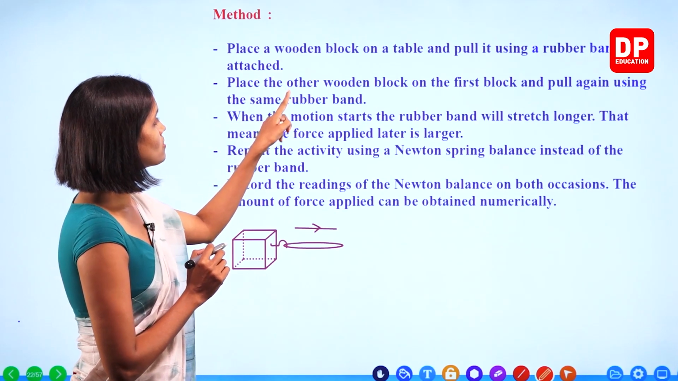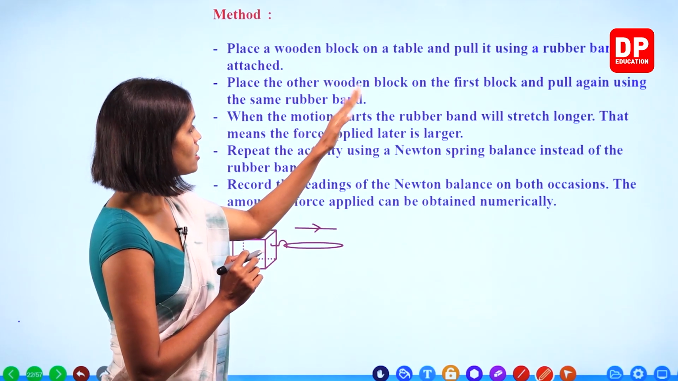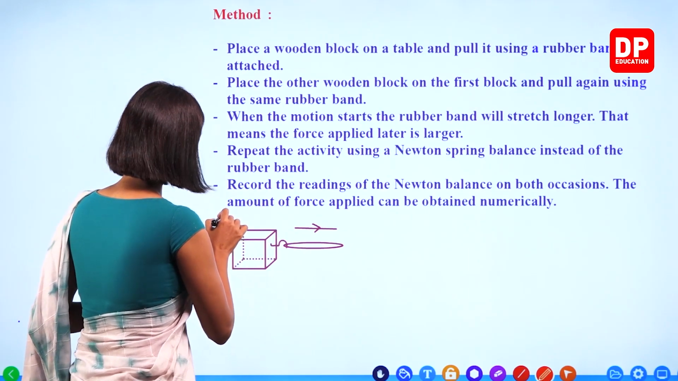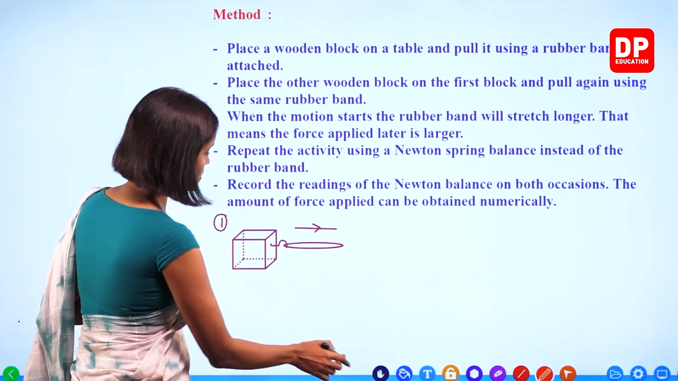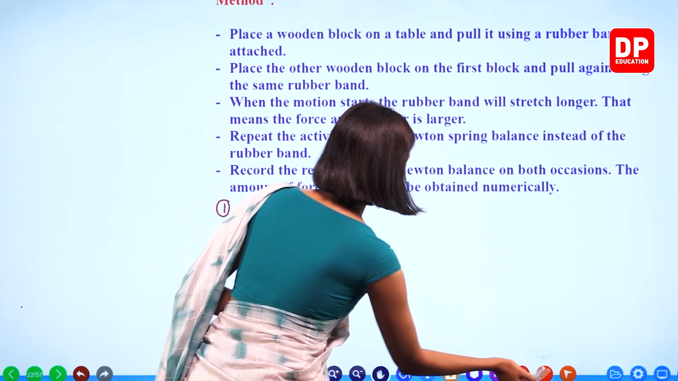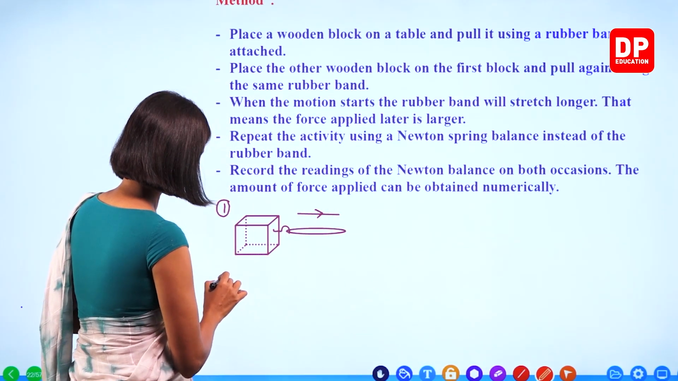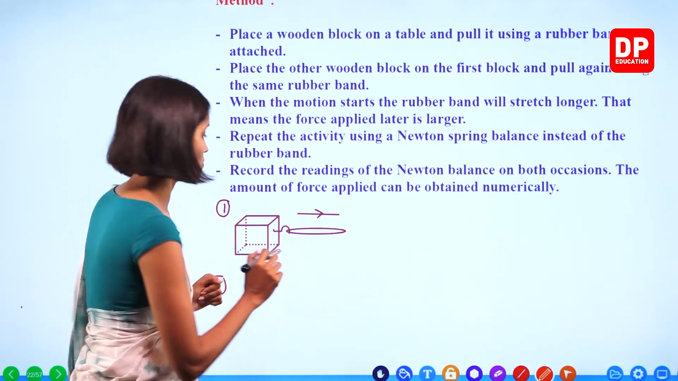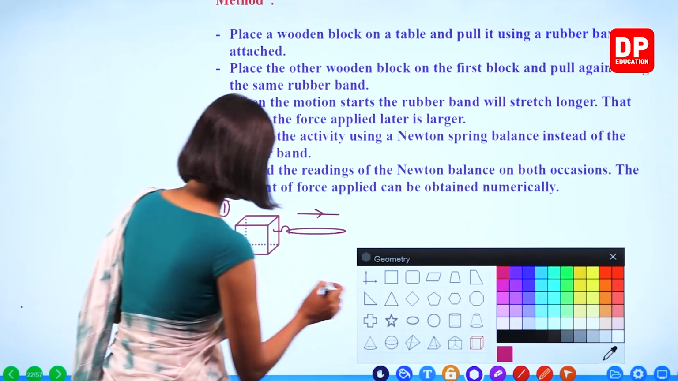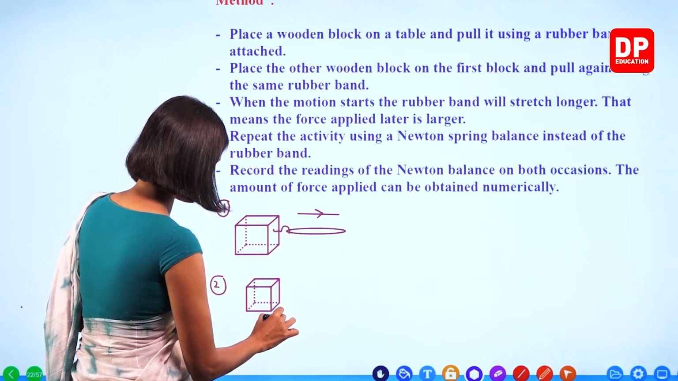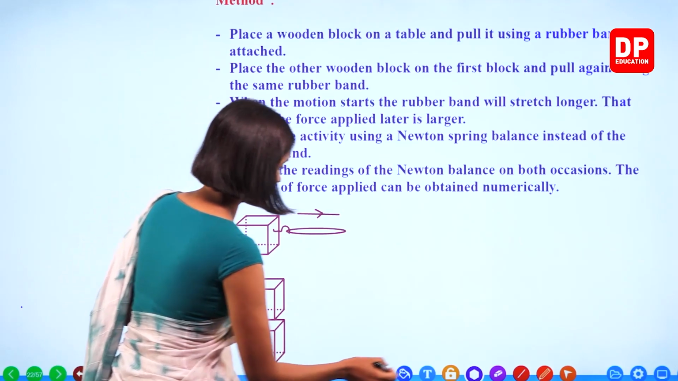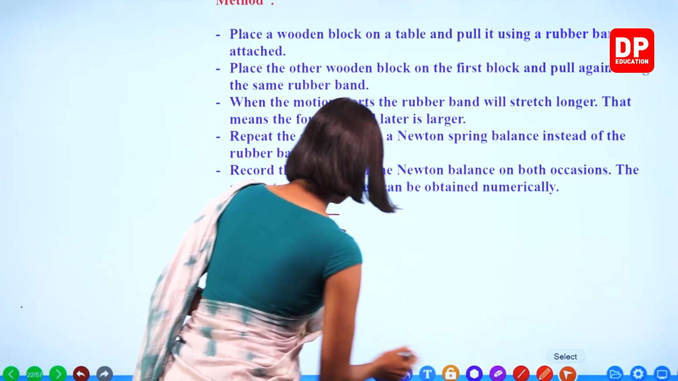Place the other wooden block on the first block and pull again using the same rubber band. Okay, so this is the first instance. In the second instance, what do you have to do? Do the same, but this time with 2 wooden blocks. Here we are going to use 2 similar wooden blocks. So you need to use 2 wooden blocks this time. And you have to place one over the other.